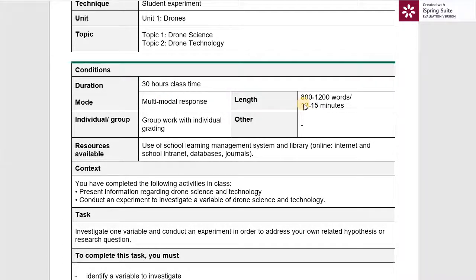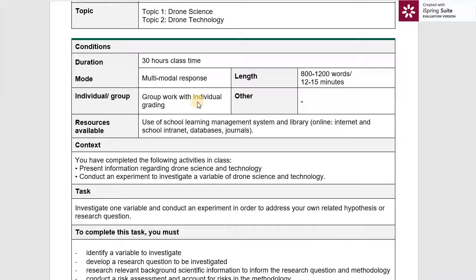For example, if you were to write a report or perhaps make a poster, the length would be around 800 to 1200 words in order to cover all of the criteria. However, if you chose to present your findings in the form of a podcast, a movie, or a song maybe, you might need around 12 to 15 minutes of content. So you'll be working in your research groups, however you will be getting an individual grade, just like the previous assessments. And you'll have resources available to you on Student Cafe and the library.